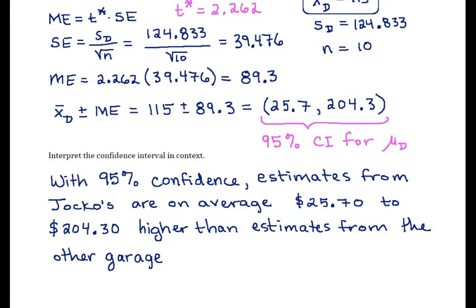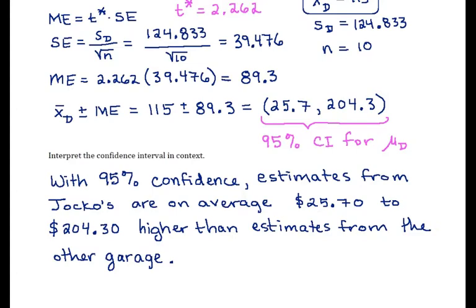So here's my statement, my interpretation of the confidence interval. With 95% confidence, estimates from Jocko's are on average $25.70 to $204.30 higher than estimates from the other garage. It seems that it was probably one other garage that we're comparing this to, so we'll just state that in the singular. The things I want to make sure are present here.